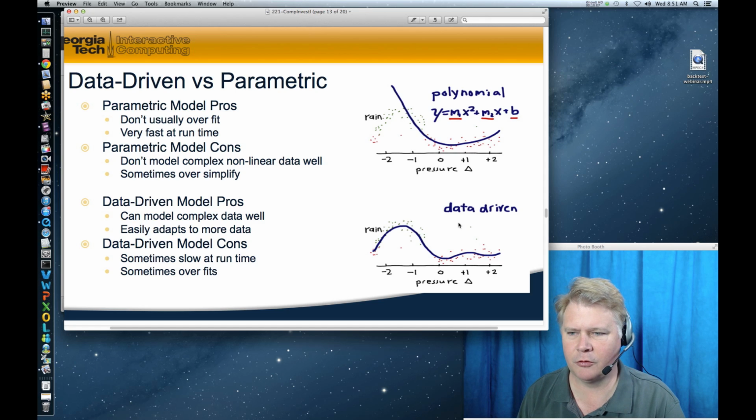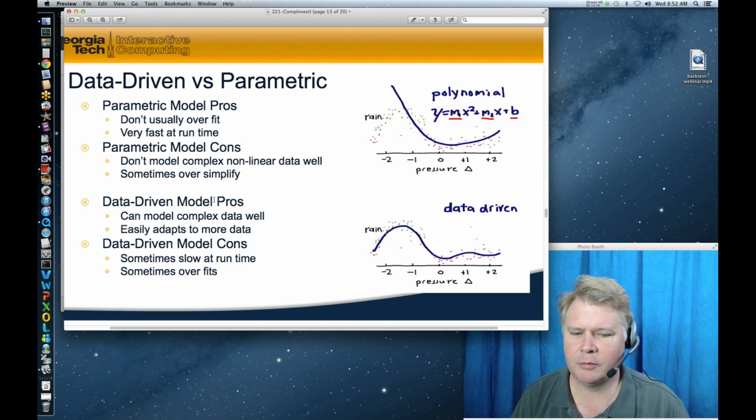Let me step through those really quick. Parametric model pros are that they don't overfit, usually anyways, which means that they tend to create a smooth line that doesn't zig and zag with each little piece of data, and they generalize fairly well. They're very, very fast at runtime. You just have these 3 parameters. You do a quick calculation, and boom, you get the prediction. A problem with them is, of course, nonlinear data or non-polynomial data. Parametric models aren't able to fit those very well, and sometimes, to some extent, they oversimplify.